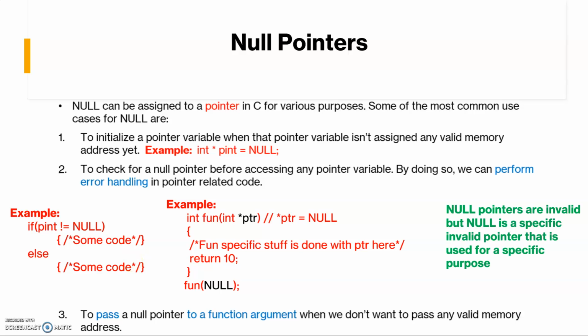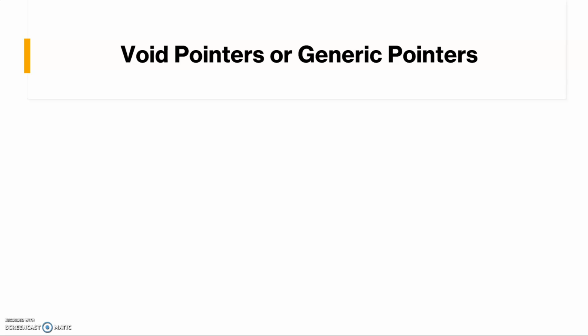So what we can say about null pointers is, null pointers are invalid, but still it is a specific valid pointer that is used for some specific purposes. Got it? This is about the null pointer. Simply, if you don't know what to store in that pointer variable, directly give null. That's it. Okay, we have the fourth category, which is about void pointers, which are also called generic pointers.